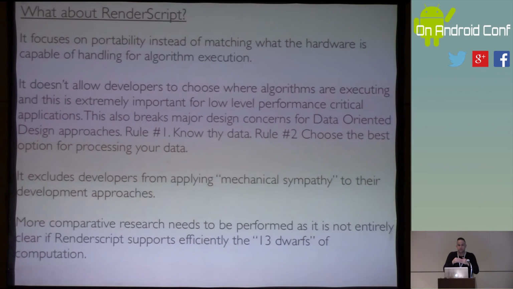But if you have a lot of data, like say 10,000 objects or more, 100,000, a million, that you want to Z order sort with Radix sort, you want to send that to OpenCL to run all that in parallel. But with RenderScript, you have no ability.